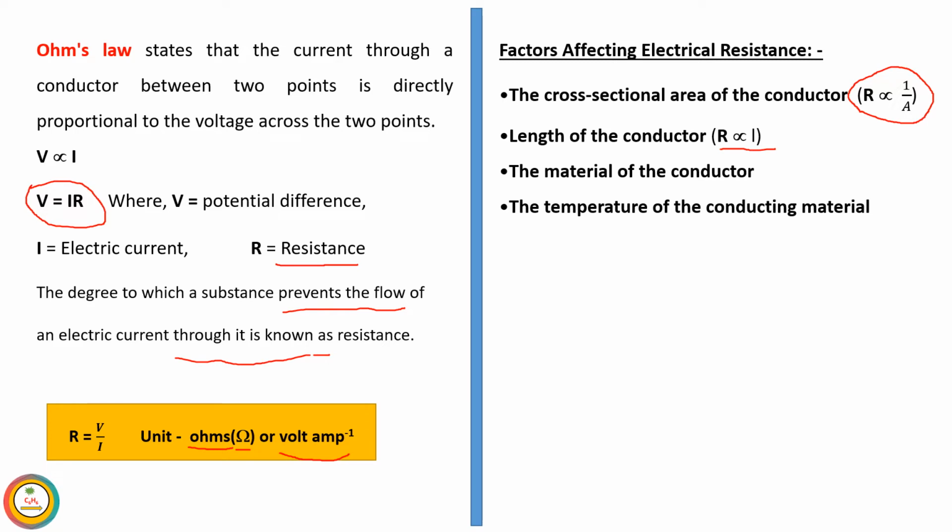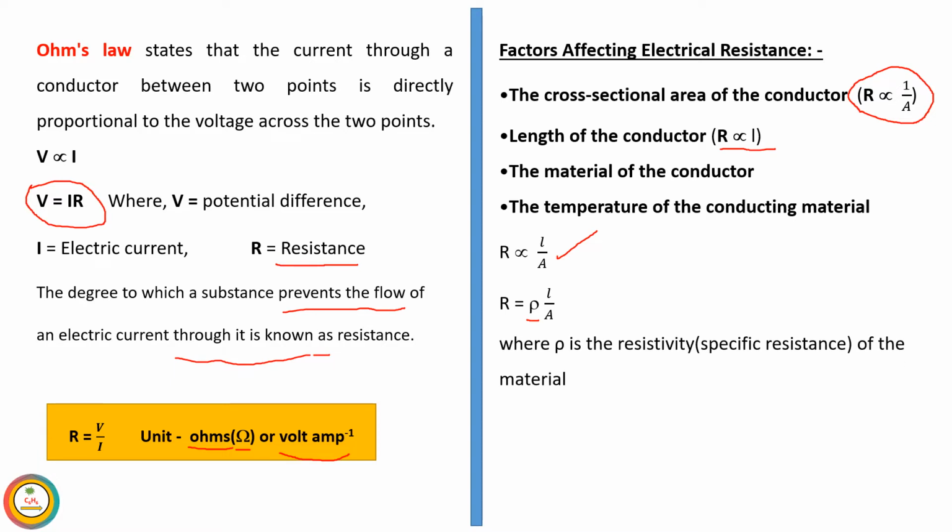So we can sum up in mathematical form that R is directly proportional to L by A. When we remove this proportional sign, a constant comes in. That constant, we pronounce as rho. So R equals rho into L by A.